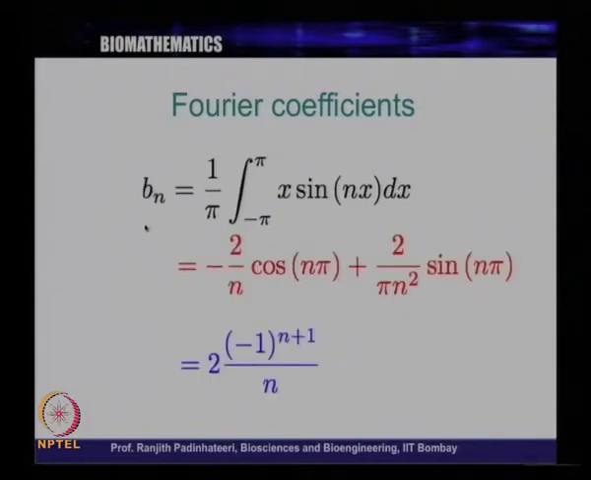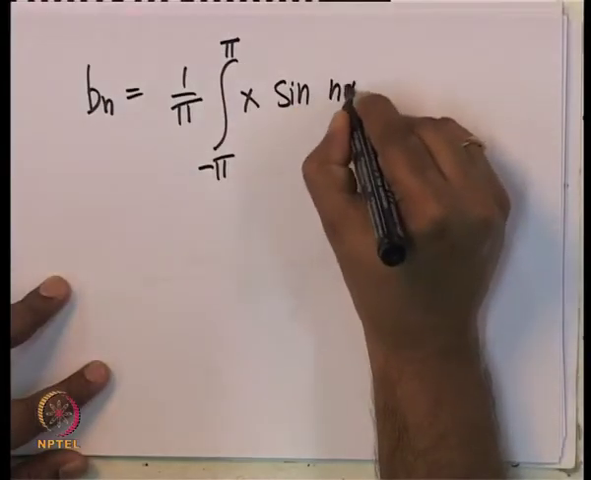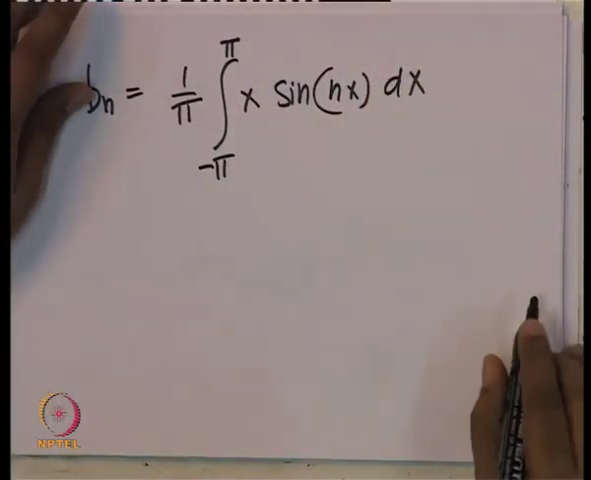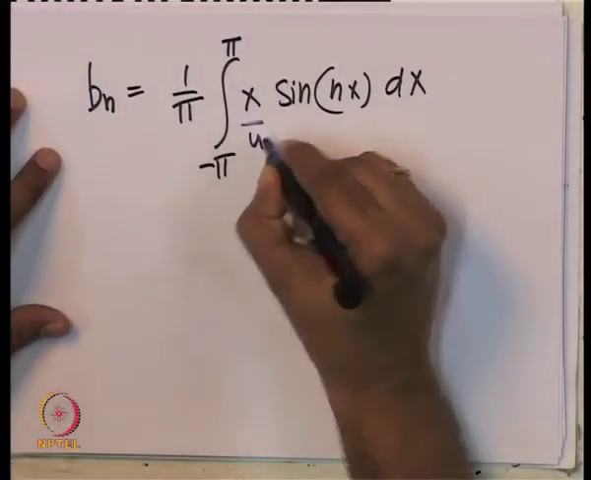So, if you do this, it turns out that b n is not 0. So, let us quickly do this b n calculation. b n is again 1 over pi integral from minus pi to plus pi x sin n x dx. Again you can do this by integration by parts; you can take this as u and this as dv.